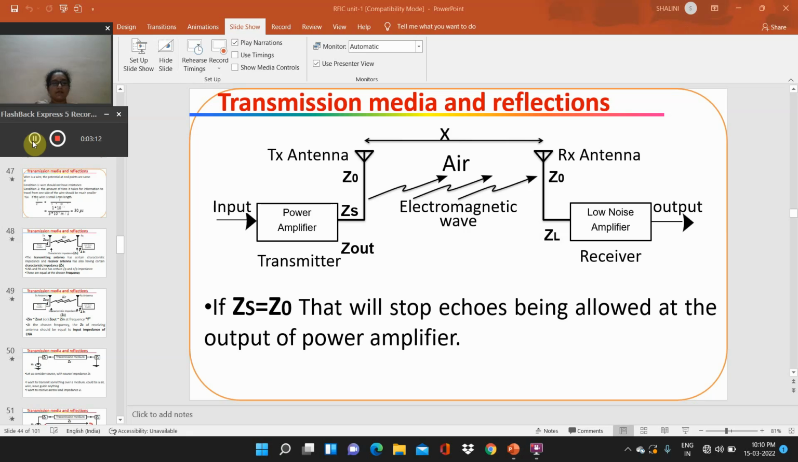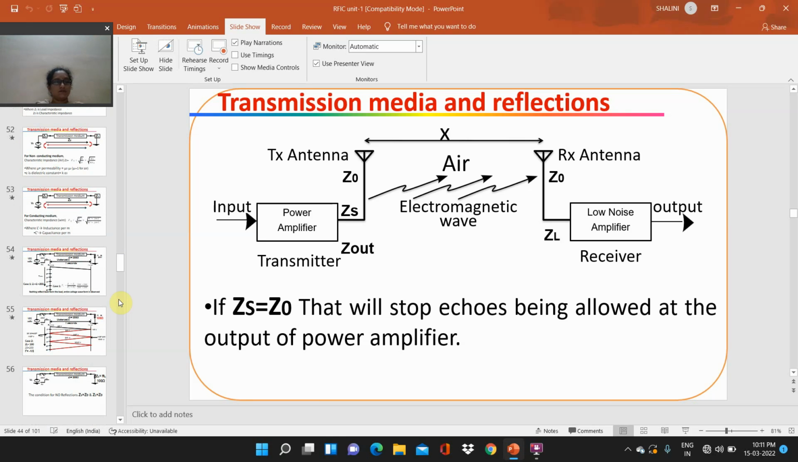Then if Zs is equal to Z0, that will stop echoes being allowed at the output of the power amplifier.